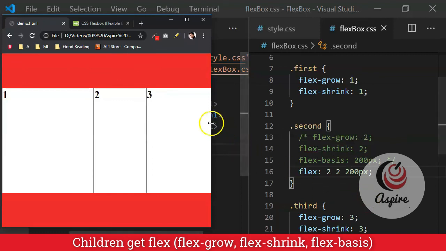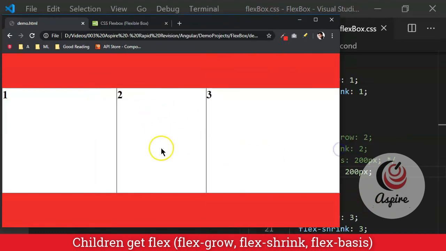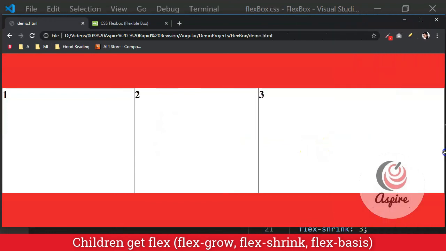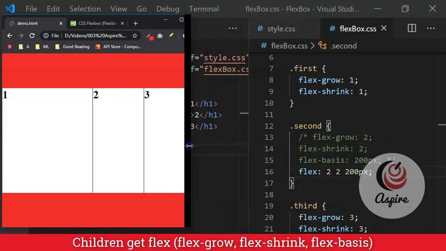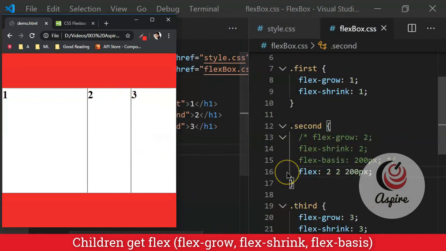Let me reload the page. See, it has started with this particular rate at 200 pixels. If you grow, then it grows with respect to that 200 pixels, and it shrinks with respect to that 200 pixels. So this was a brief summary of flex grow, flex shrink, flex basis, and flex.